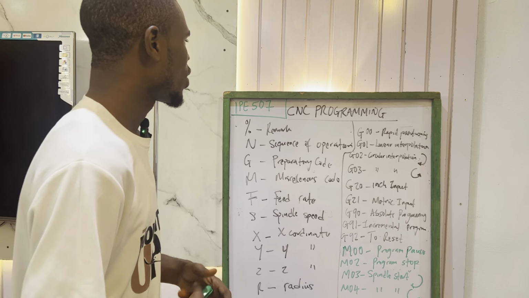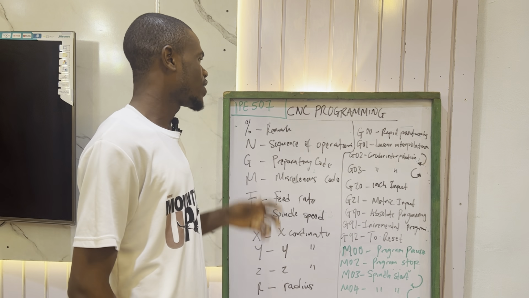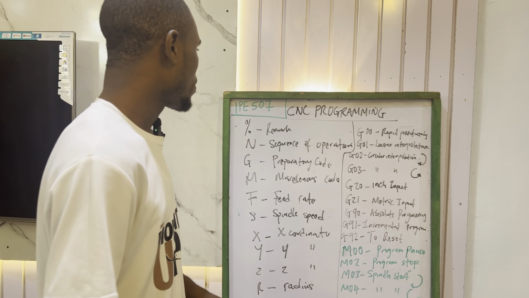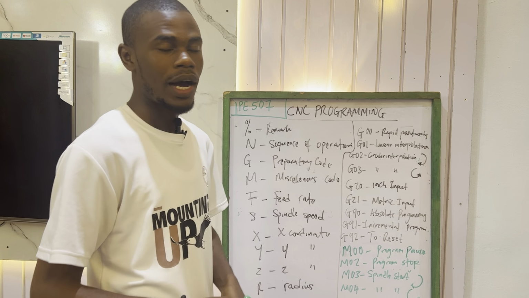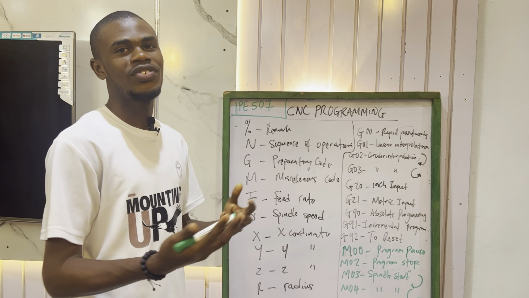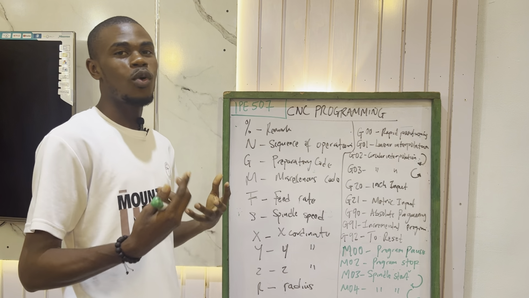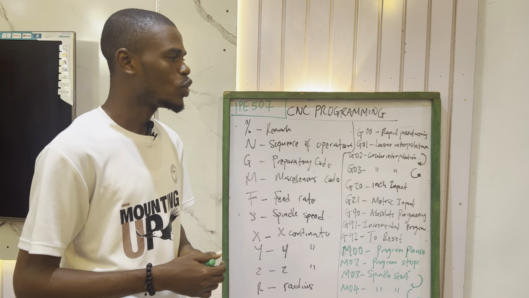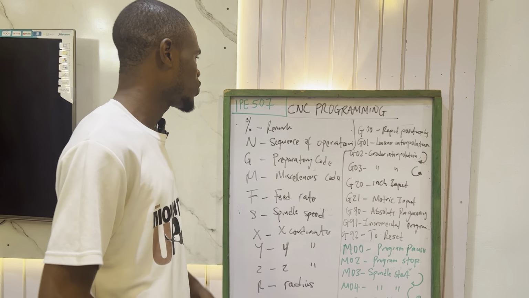So before us here, we are treating a unique topic called CNC Programming. We're going to be learning how to program our machine to perform an operation using our G code and our M code. So what is G code and what is M code? M code simply means miscellaneous codes. They are codes that we input into our machine to run sets of operations and instructions.